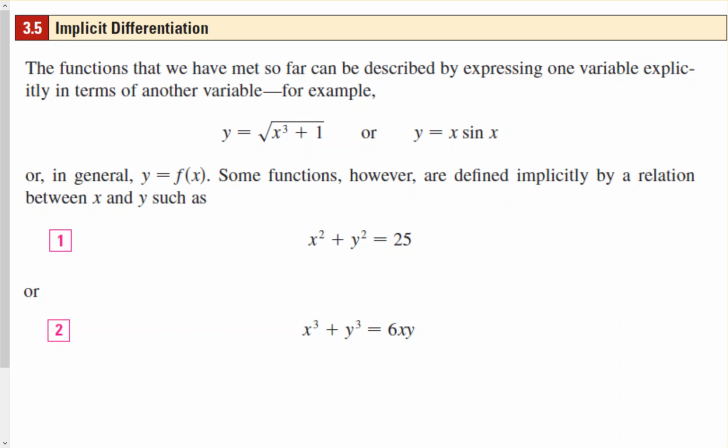Hello and welcome to 3.5, Implicit Differentiation.